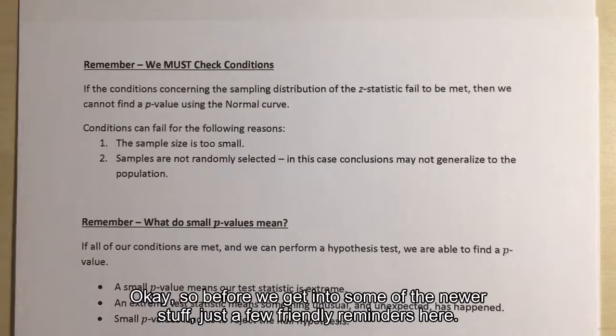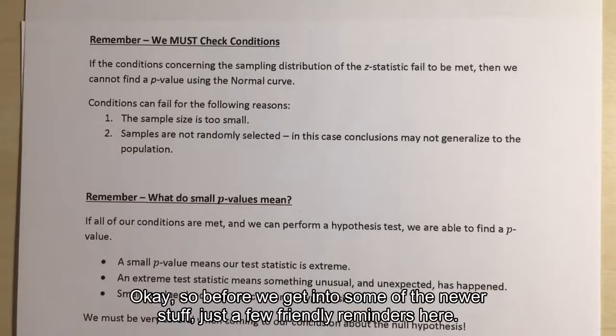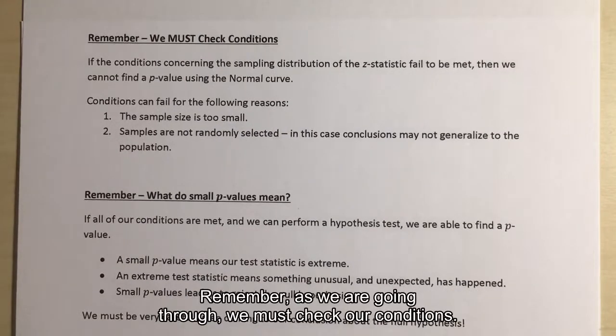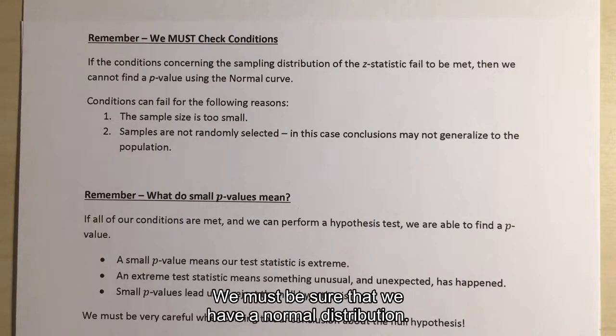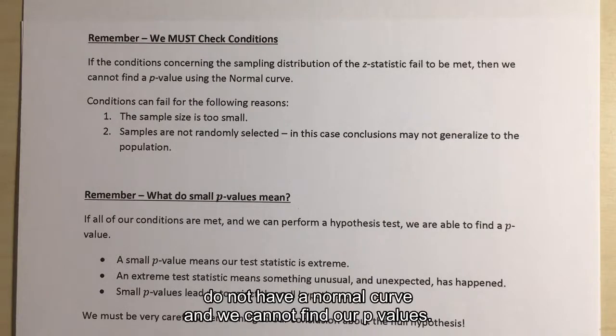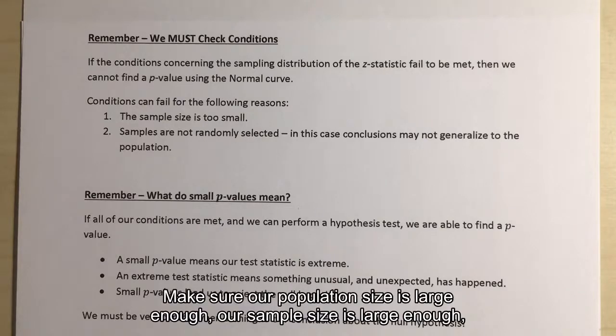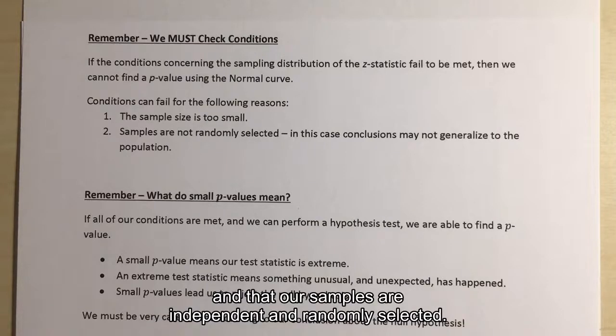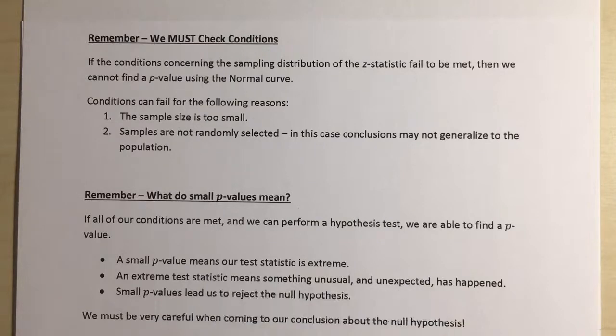Okay, so before we get into some of the newer stuff, just a few friendly reminders here. Remember, as we are going through, we must check our conditions, right? We must be sure that we have a normal distribution. If our conditions about our sampling distribution don't hold, then we do not have a normal curve and we cannot find our p-values. So make sure our population size is large enough, our sample size is large enough, and that our samples are independent and randomly selected.